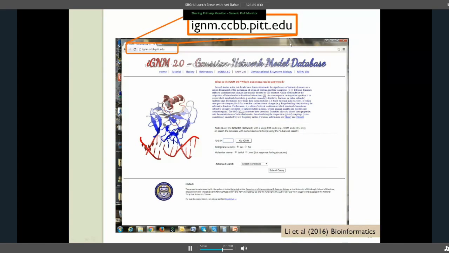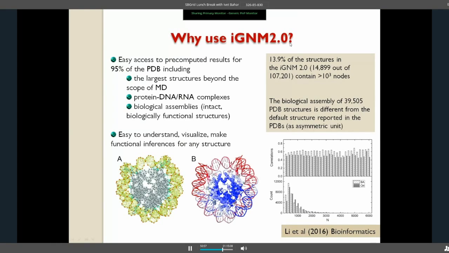So why do we use this database, iGNM? Because it provides easy access to pre-computed results for 95% of the PDB, including the largest structures beyond the scope of MD, the protein, DNA, RNA complexes, and the biological assemblies in their intact functional states. And there are lots of visualization interfaces, so you can easily see the couplings, the different domain movements, etc.